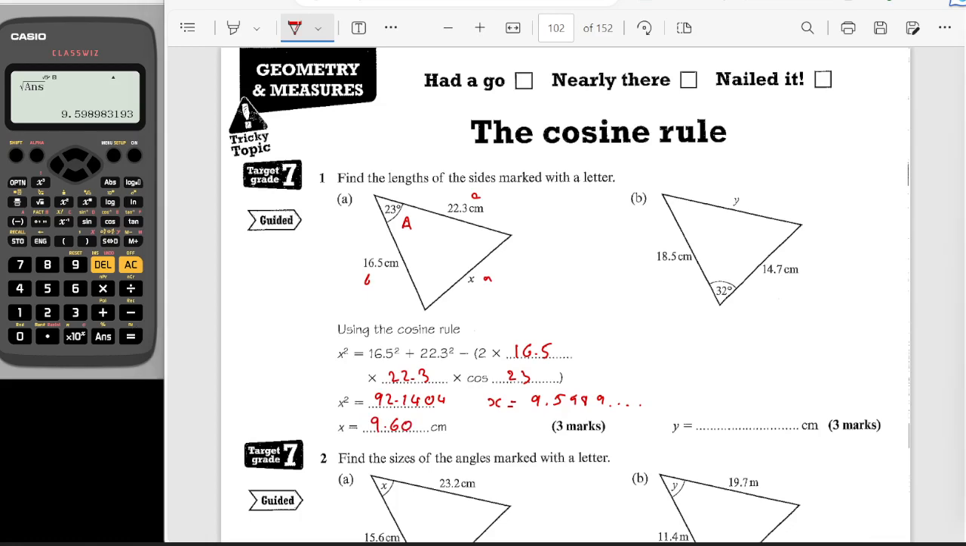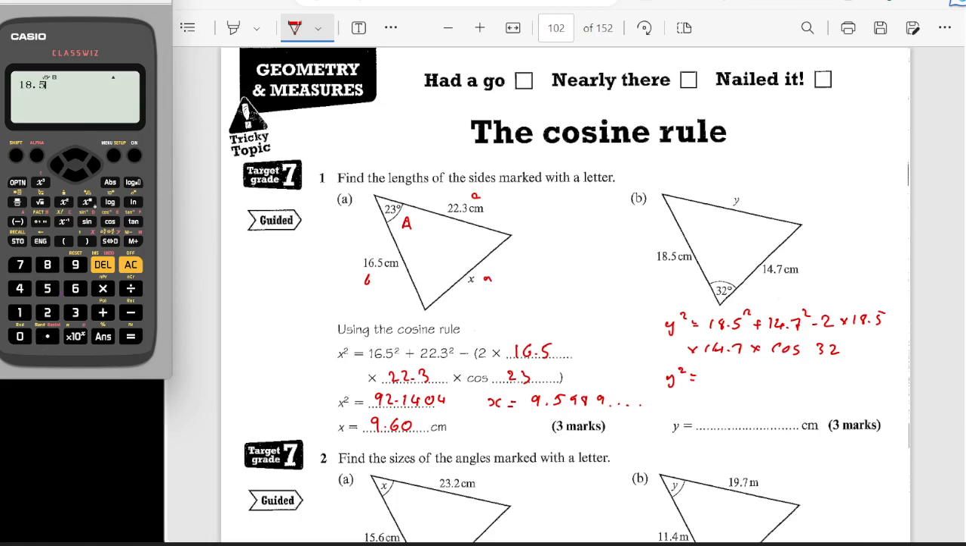Okay, for this one, we haven't got the guide, but I would go in a similar method really. Y squared is going to be equal to 18.5 squared. I tend to put the longest side squared just by convention, minus two lots of 18.5 times by 14.7 times by cos of the angle, cos 32. So I'd go y squared is equal to, and I would often miss out this line of work and then go straight to the square rooted version, but there's no issue putting it in.